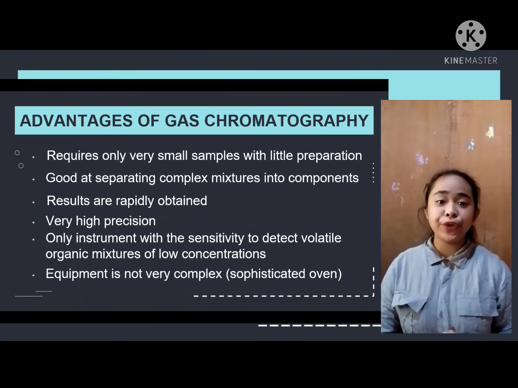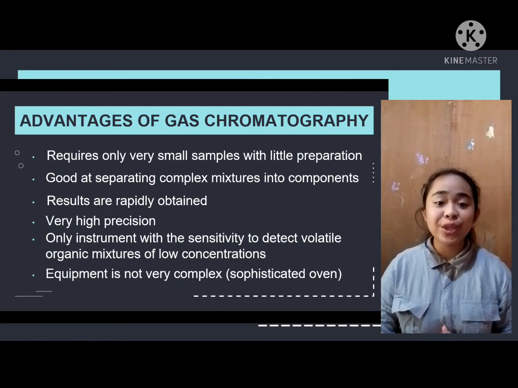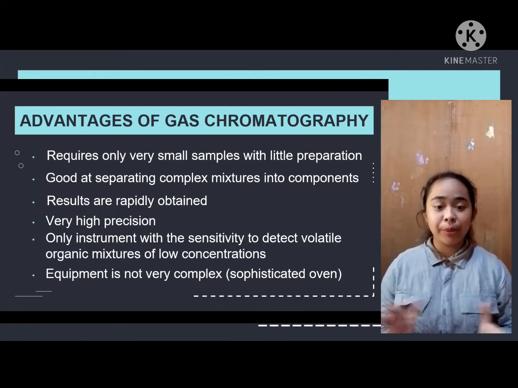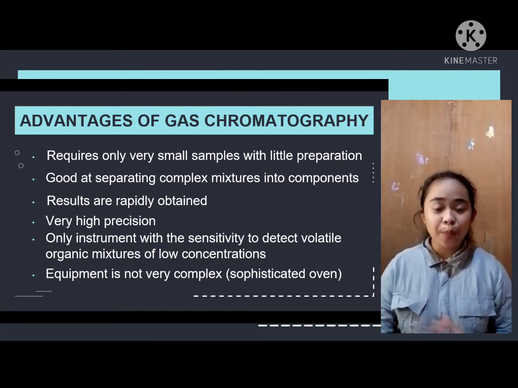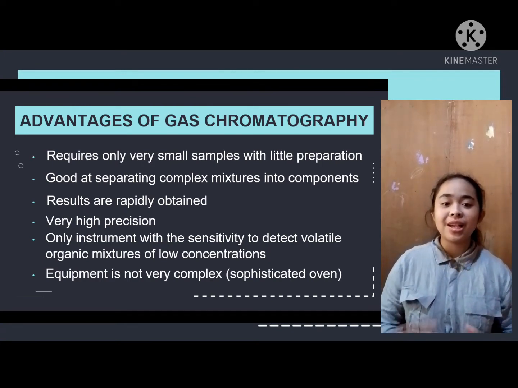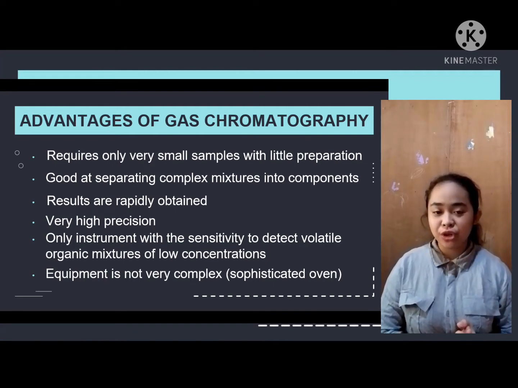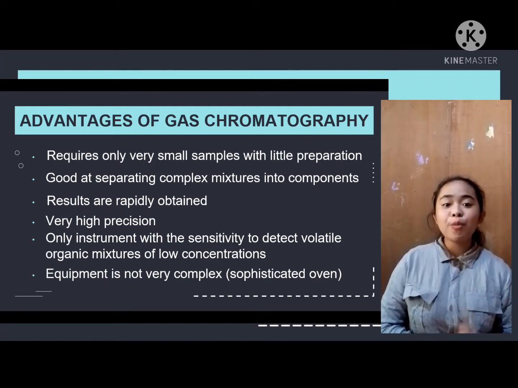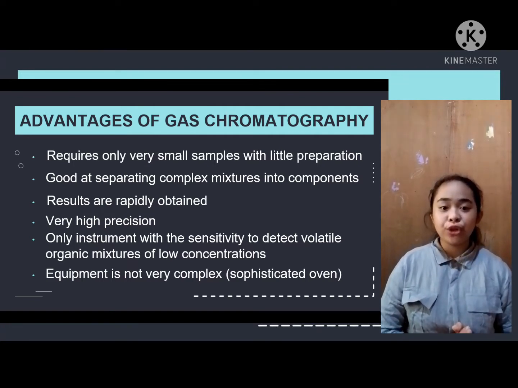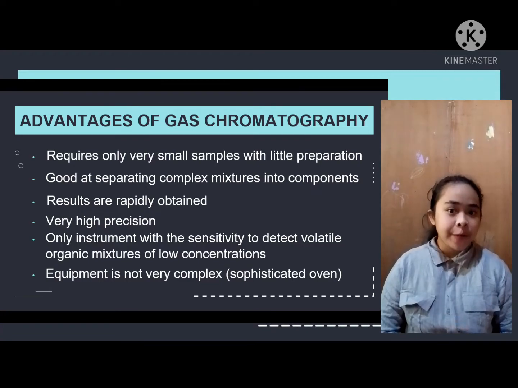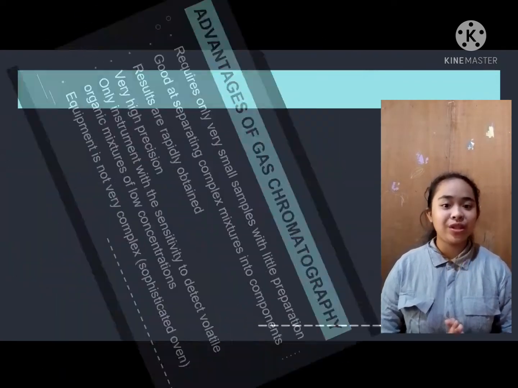The advantages of using gas chromatography. First, it requires only very small samples with little preparation. It is also good at separating complex mixtures into components. The results are rapidly obtained and have very high precision. The instrument has the sensitivity to detect volatile organic mixtures at low concentrations. And the equipment that is used is not very complex, which is great.